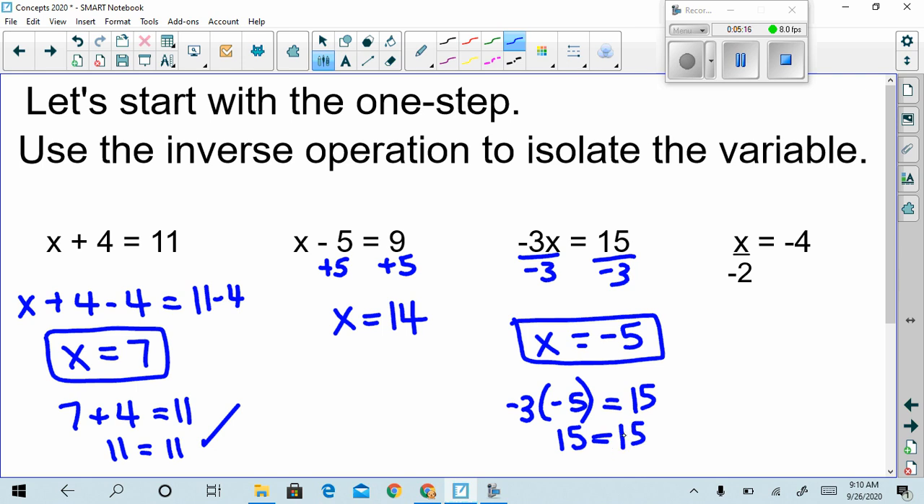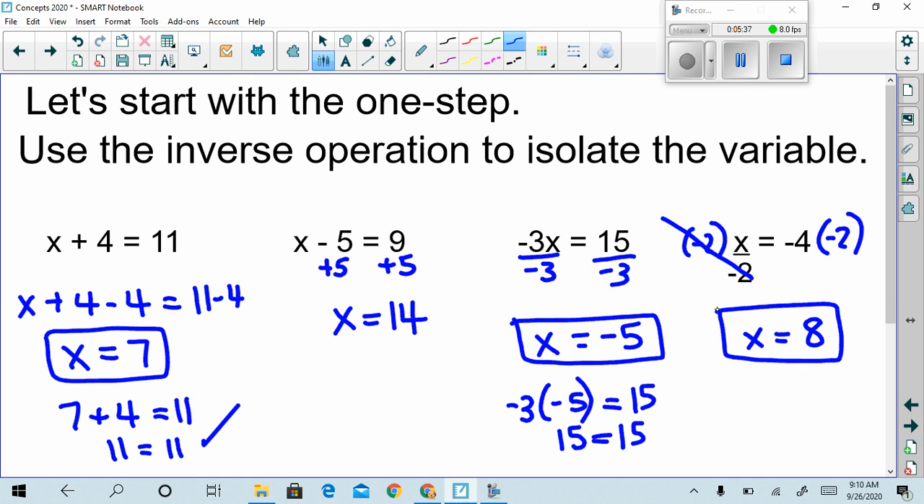On to the last one. This is a division. The inverse of division is multiplication. I'm going to multiply both sides by -2. It will cancel on the left, isolating the variable. Negative times negative gives me positive 8. And that's just a quick review of your one-step equations, but I'm pretty confident that we can all do these.